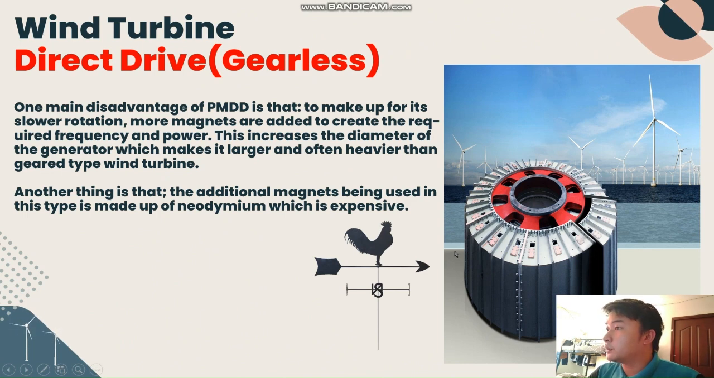One main disadvantage of direct drive is that to make up for its lower rotation, more magnets are added to create the required frequency and power. This increases the diameter of the generator, which makes it larger and often heavier than the gear type wind turbine. Another thing is that the additional magnets used in this type are made of neodymium, which is expensive.